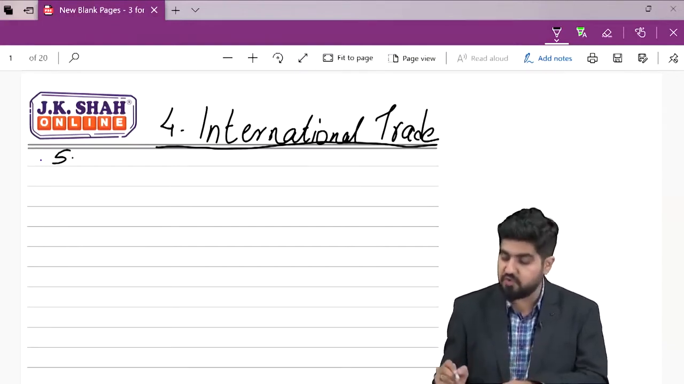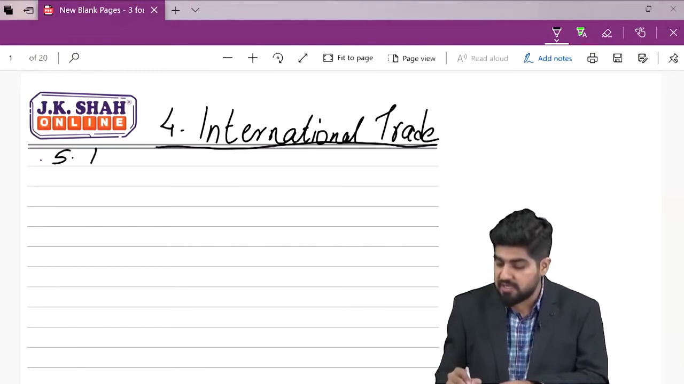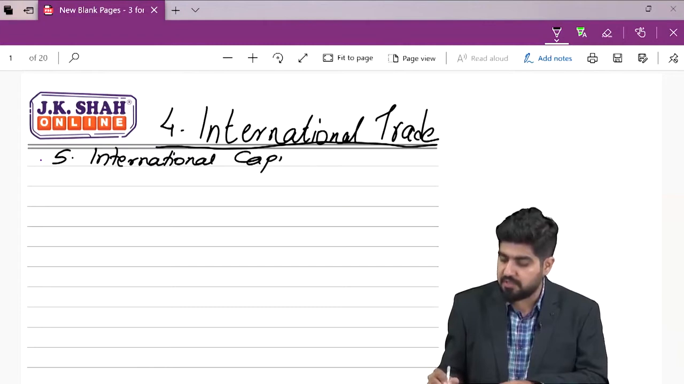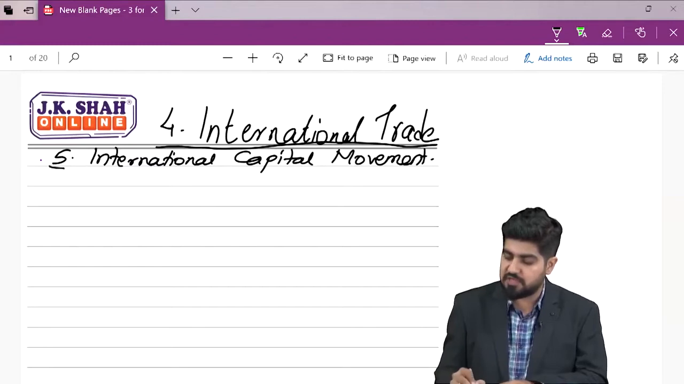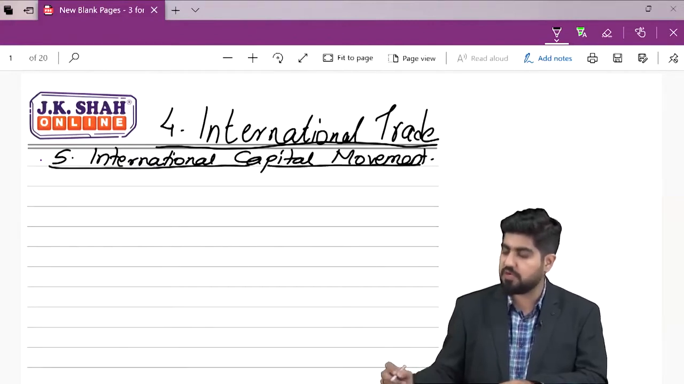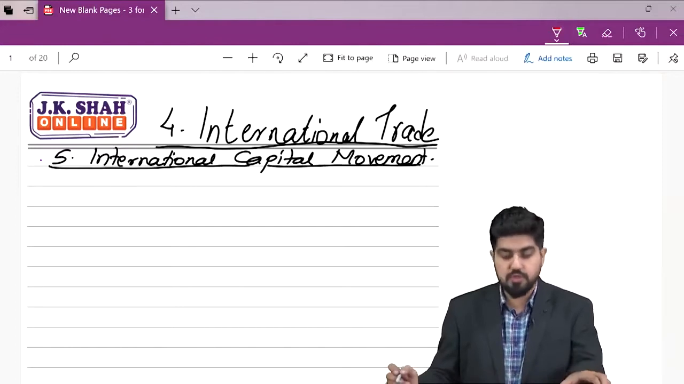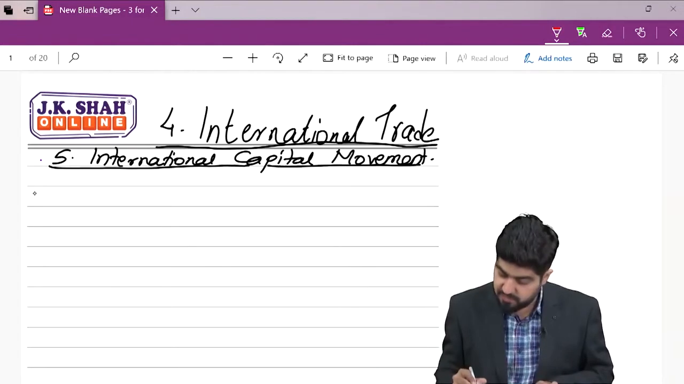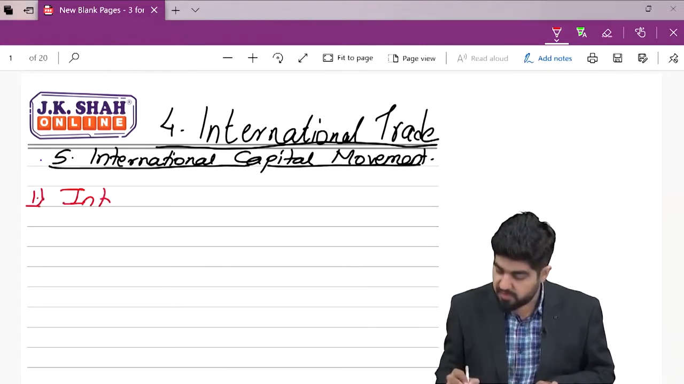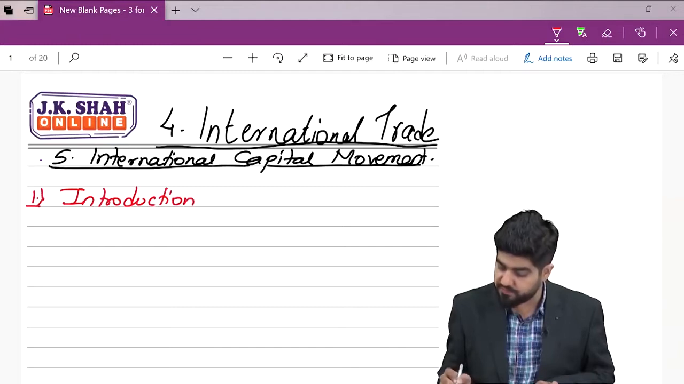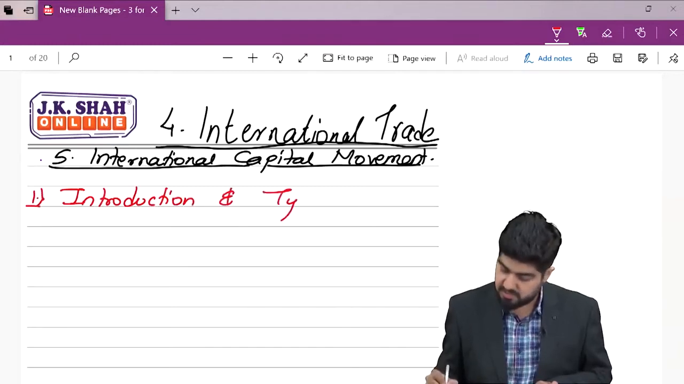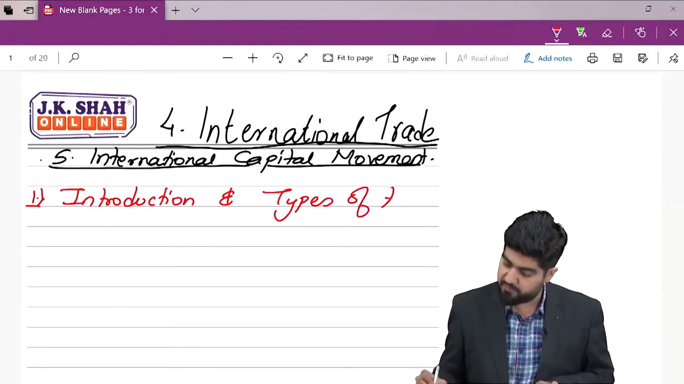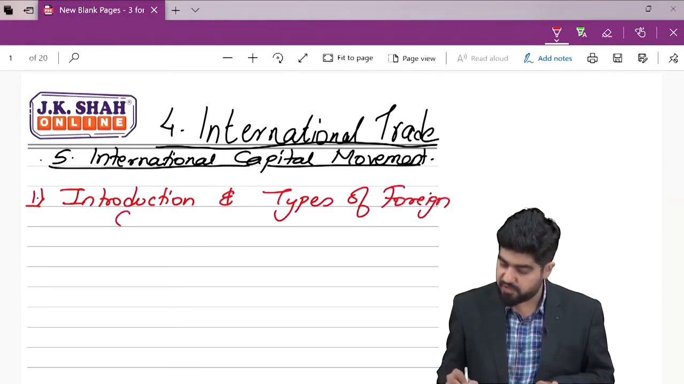Name of 5th unit is, in international trade, it is called as international capital movement. Now in case of international capital movement, what we are going to understand? So the first topic that we need to understand, friends, it is going to be introduction and types of foreign capital.